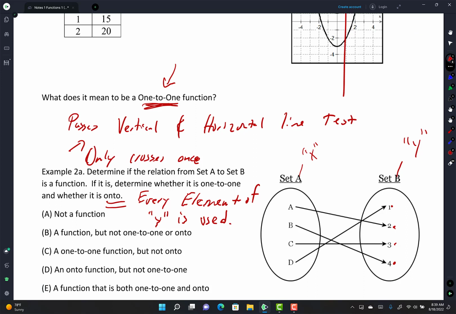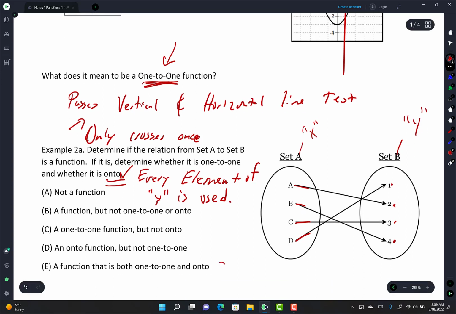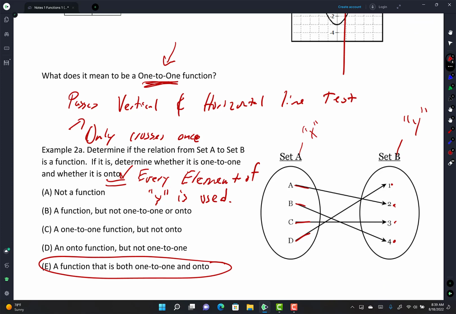It is onto, for sure. Is it one-to-one? Well, I don't know. Let's see. There's not 2 arrowheads. Yeah, it looks like it's one-to-one. And is it a function? Yep. It looks like there's 1 coming out of every element of A. So it is a function that is both one-to-one and onto. And don't worry, guys. If you didn't understand that, we're going to do it 2 more times. Cool?